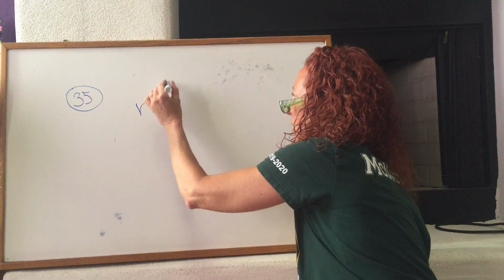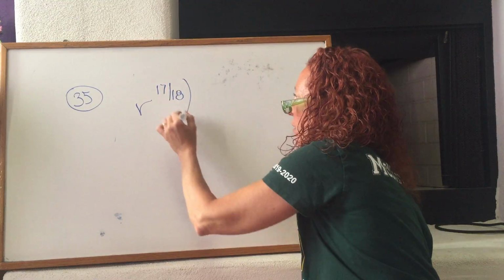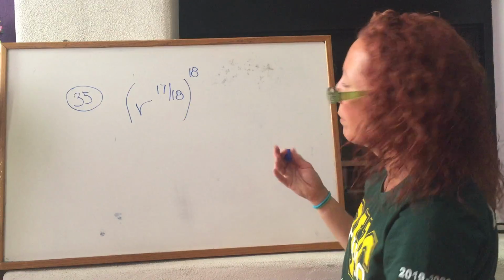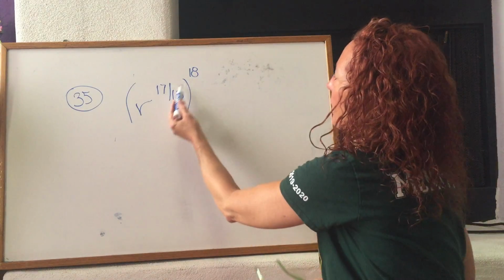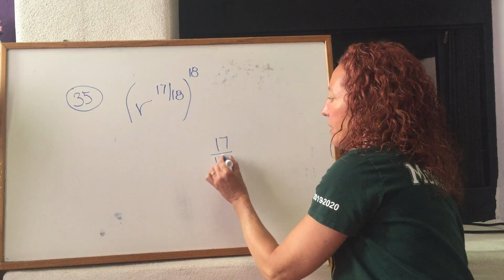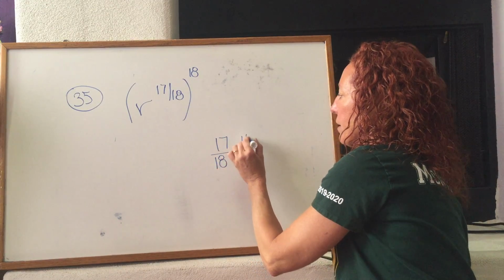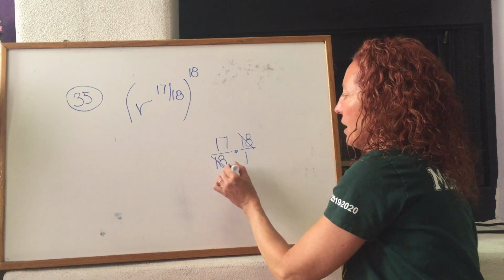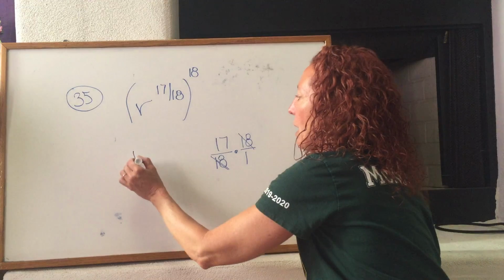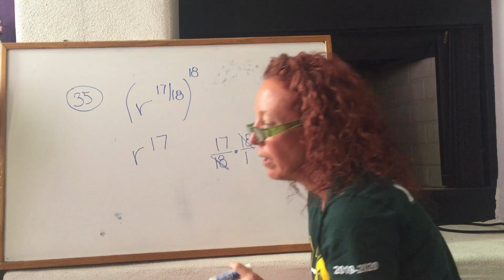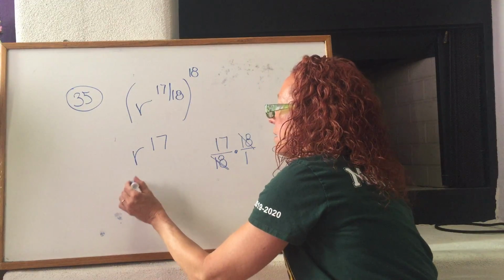So r to the 17 over 18 raised to the 18th power. All right, so once again, when you have an exponent to an exponent, you multiply. So I need to multiply 17 over 18 times 18 over 1. Check out what happens here. Those 18s just cross out. And so you have r to the 17th. And so the correct answer is D.